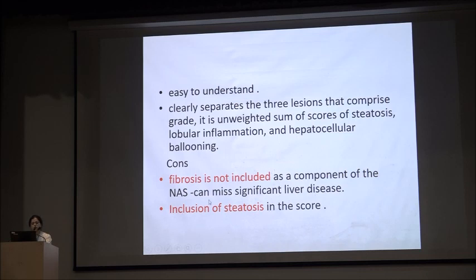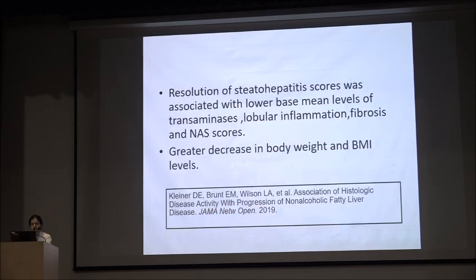The first and foremost is inclusion of steatosis in the activity score, because just plain steatosis does not correlate well with the disease activity, and they have also not included fibrosis in the activity score, which can lead to missing of significant fatty liver disease in case of burnt out disease.